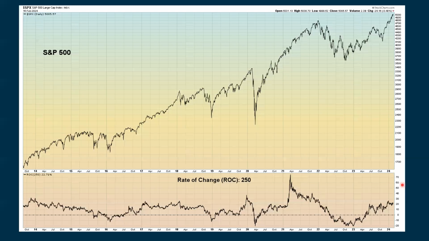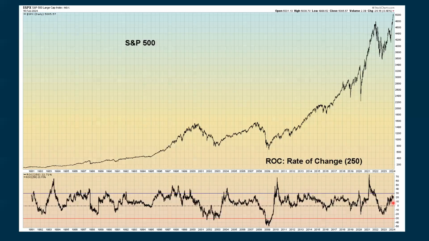Then some rate of change charts. These are just for informational purposes. These are long-term. This goes from Friday's close and then goes back 250 trading periods, where we've been chopping more or less sideways, but we're still positive longer term. We're also chopping sideways and still hanging in there okay with this chart.